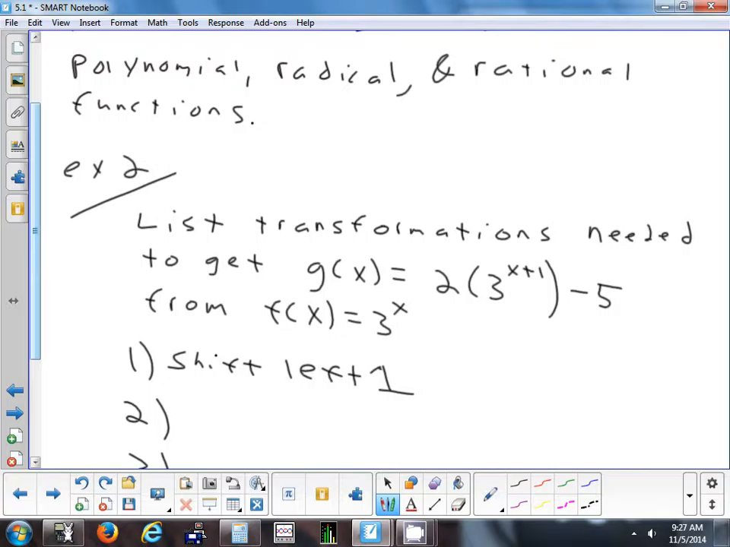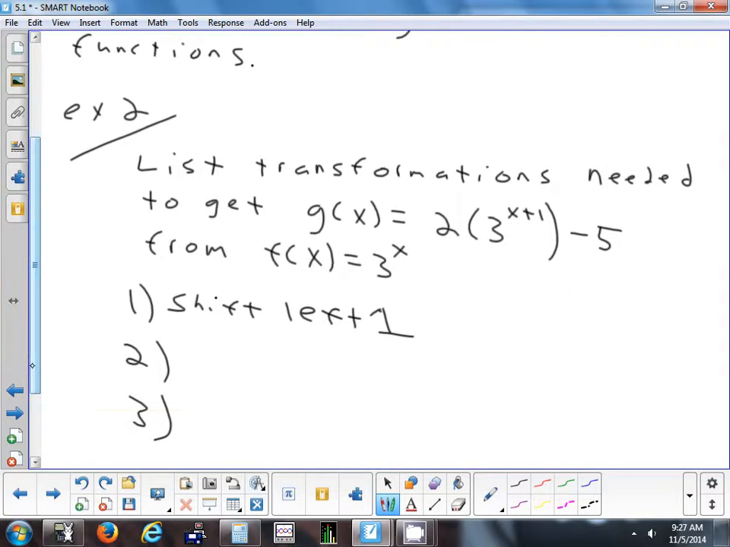Yep, that's a vertical stretch by a factor of 2. So it's going to take all your y values and double the heights. So vertical stretch by factor of 2. What would happen if that 2 was a negative? It would reflect over the x-axis. The 2 does your vertical stretching and reflections over the x-axis.